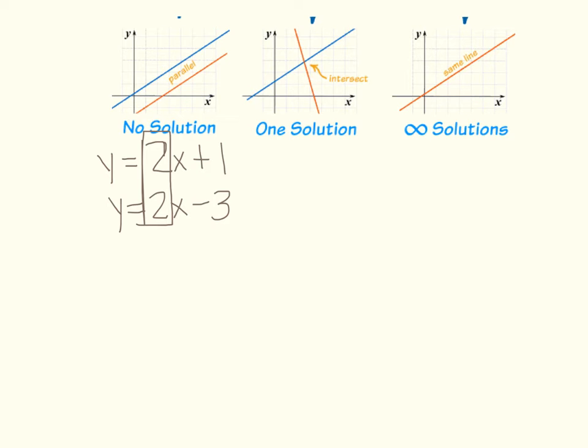Another type is one solution. One solution is just where they intersect at one point. So for this example, the one point would be right there. That would be like our last example, where there is just one point of intersection.